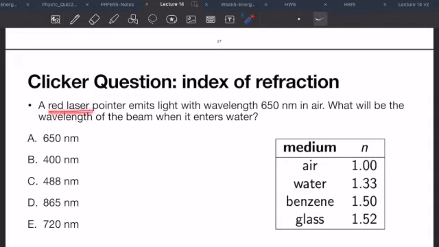So we have a red laser pointer that emits light with a wavelength of 650 nanometers in air. What will be the wavelength of the beam when it enters water?